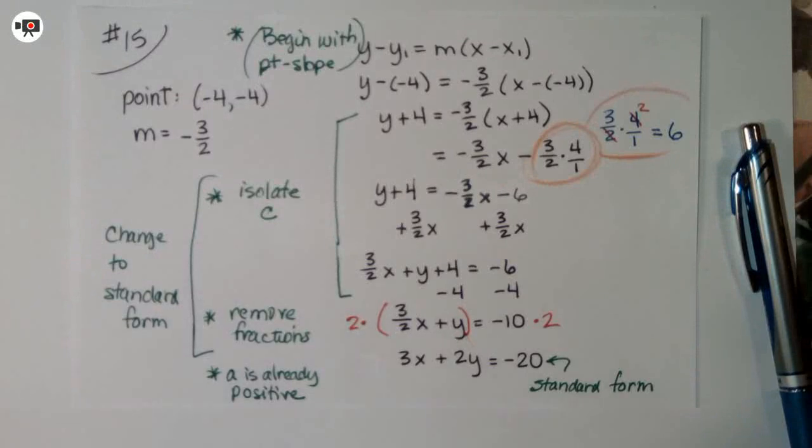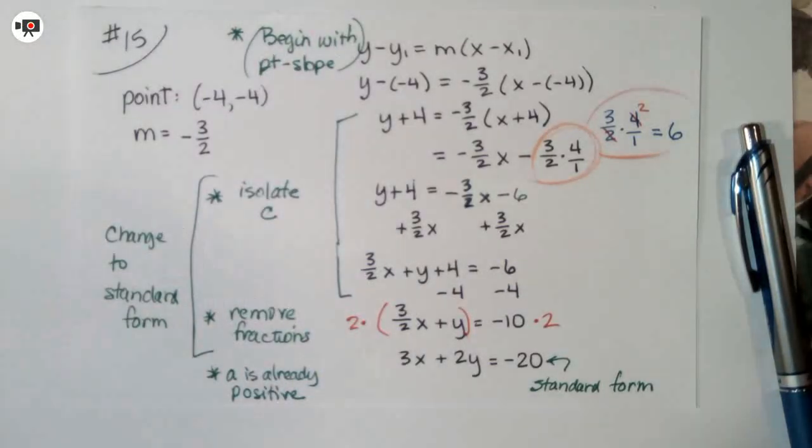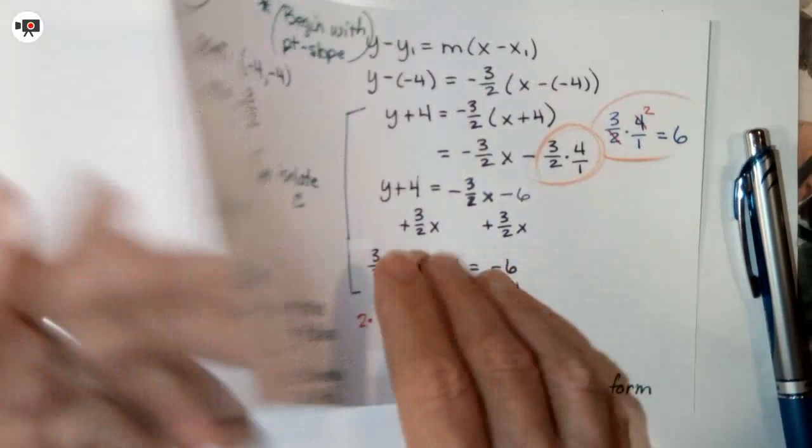So there we have changing from beginning, writing an equation from a point and a slope. The easiest way if you have a point and a slope is to use the point-slope form. The easiest way if you have a slope and an intercept is the slope-intercept form.